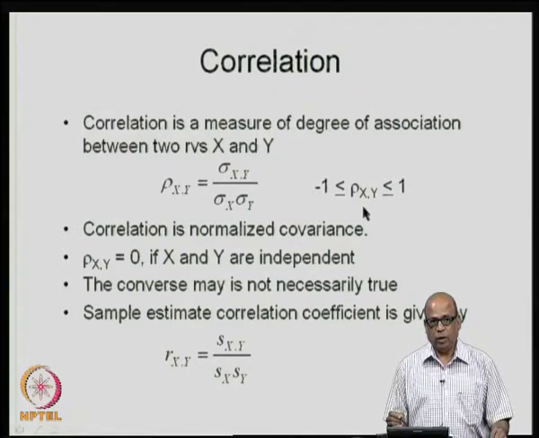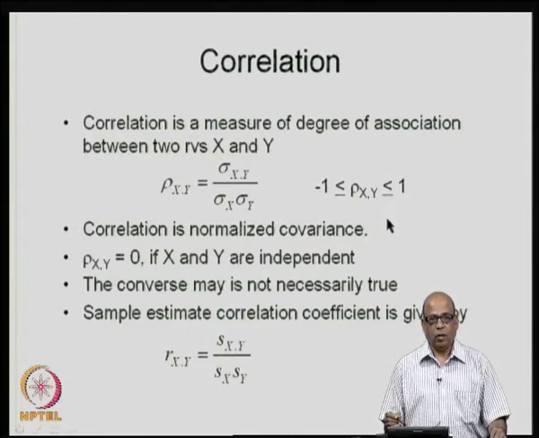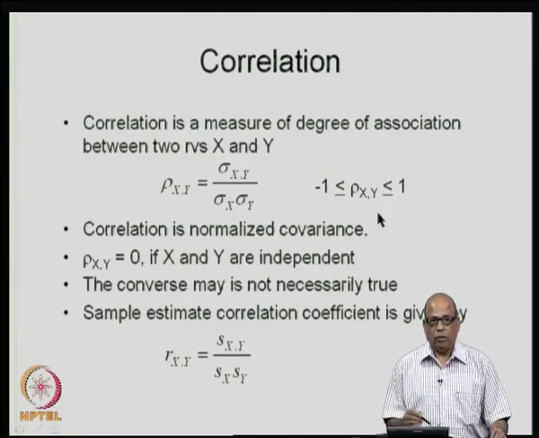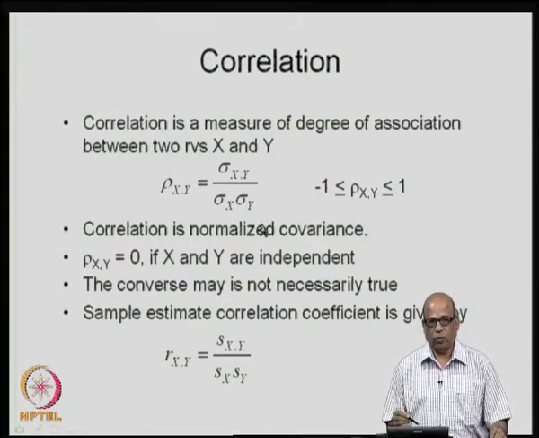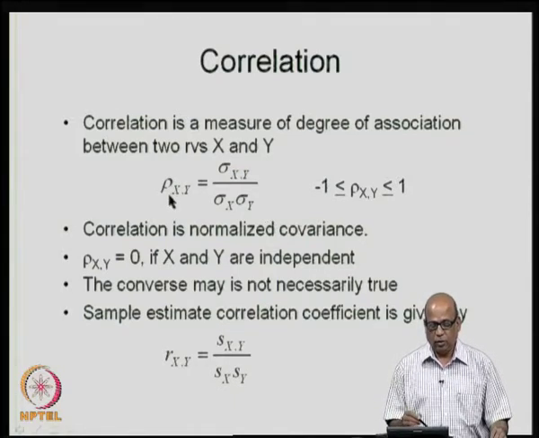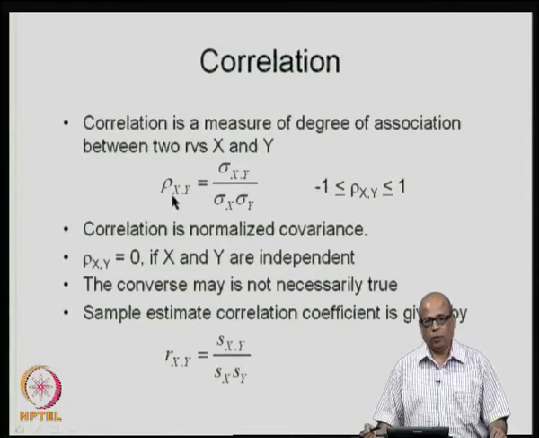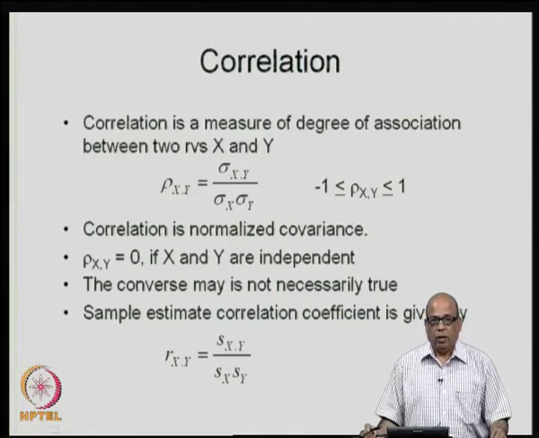Presently, we will show that rho x y in fact varies between -1 and +1, and rho x y is equal to 0 if x and y are independent, because your sigma x y will be 0 as we just showed. So, sigma x y, which is the covariance between x and y, will be 0 if x and y are independent, and therefore, the correlation will be 0.